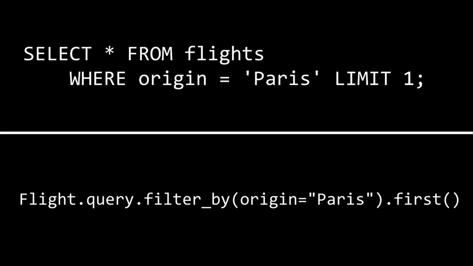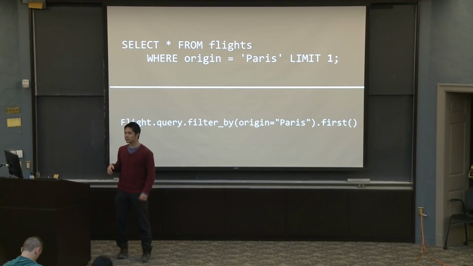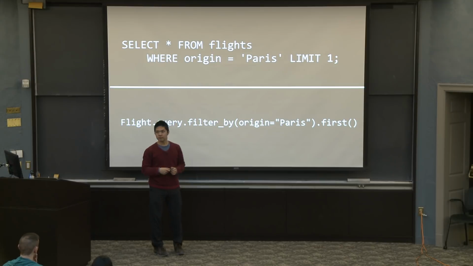Yeah? How do you put a variable into one of these things? So like in that example, you have origin Paris. Let's say you have a variable and you're running something. Yeah, how would you put a variable into it?